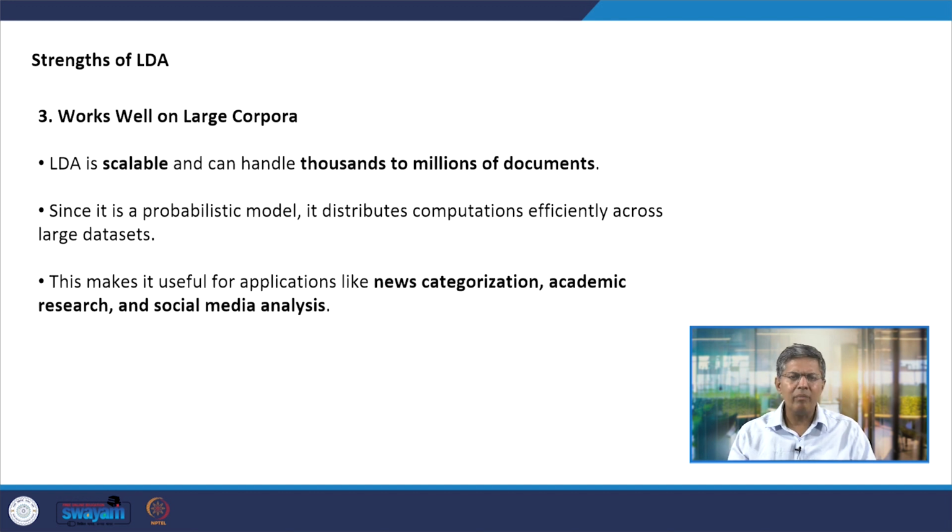And the third benefit is that it works on large corpora. So, LDA is scalable. You can scale it up and it can handle thousands to millions of documents, which was impossible otherwise, to scale and interpret millions or thousands of documents. Since it is a probabilistic model, it distributes computations efficiently across large data sets, and this makes it useful for applications like news categorization, academic research and social media analysis. Okay. Now, these are the strengths of LDA.